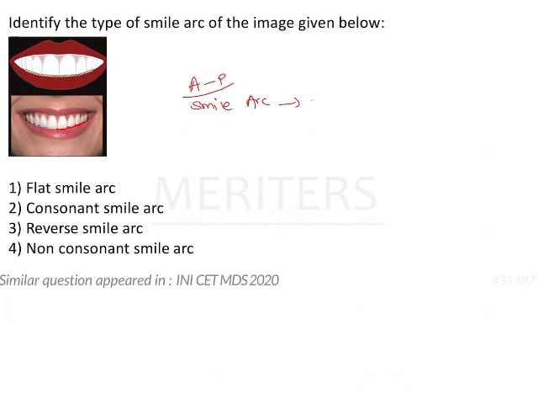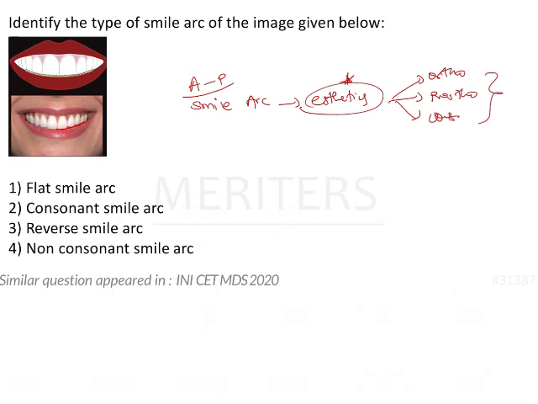Now this is a very important feature from the smile aesthetics point of view. So it is a very important aesthetic feature. Now aesthetics as a whole is covered under orthodontics. It is covered under prosthodontics and also under conservative dentistry. So you can expect such questions in the exam because they are overlapping from the different fields.